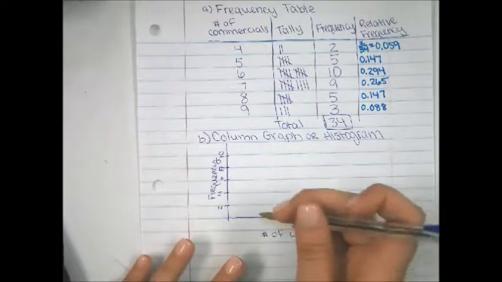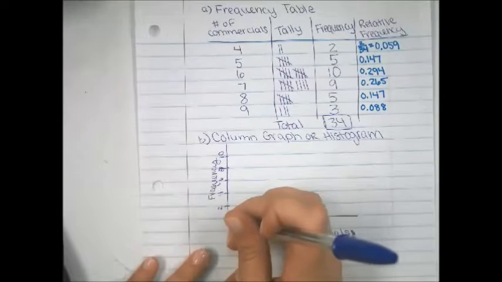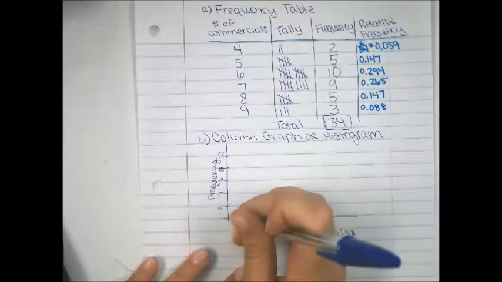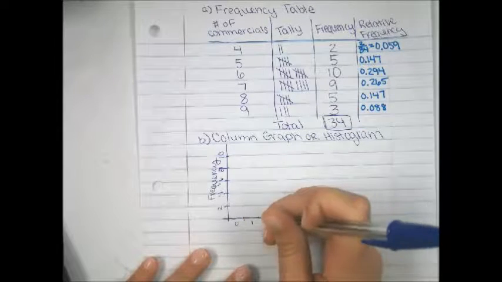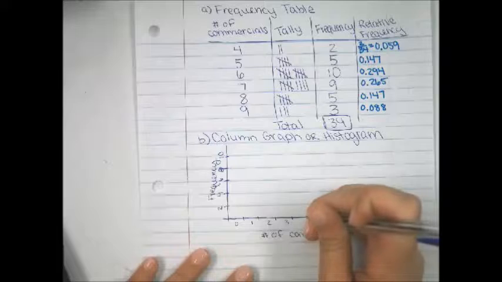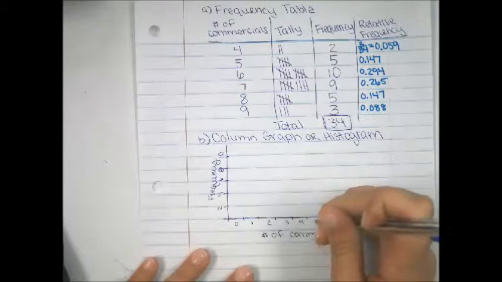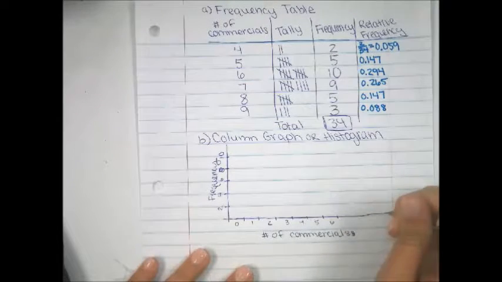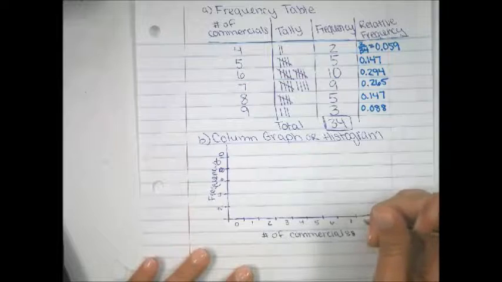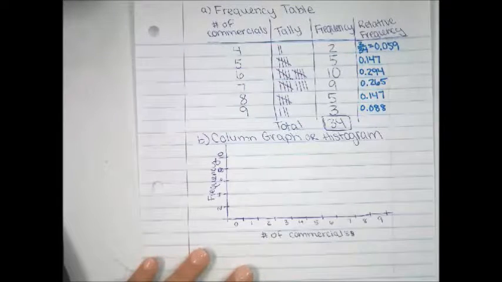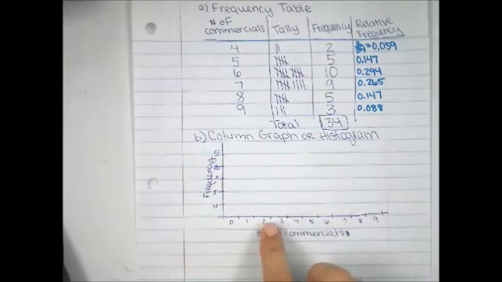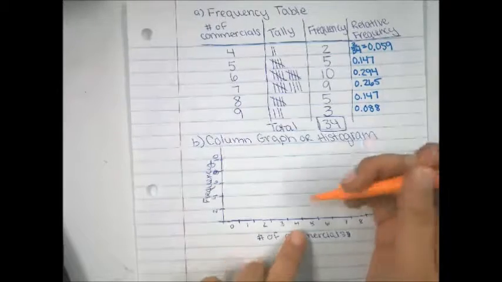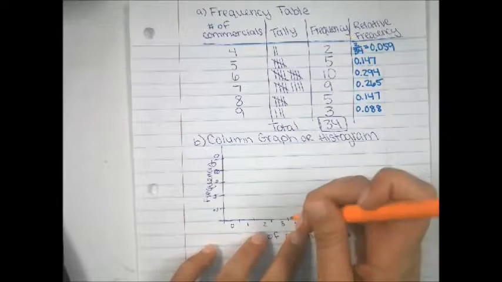And our biggest number of commercials was 9. So we could include 0, but you don't necessarily have to. You could start with 4. You don't have to start at 0. I have room though. But we have to get to 9. And we're going to make a bar to indicate the frequency for each of these happening. So 0, 1, 2, and 3 don't happen at all, but 4 commercials happened 2 times.